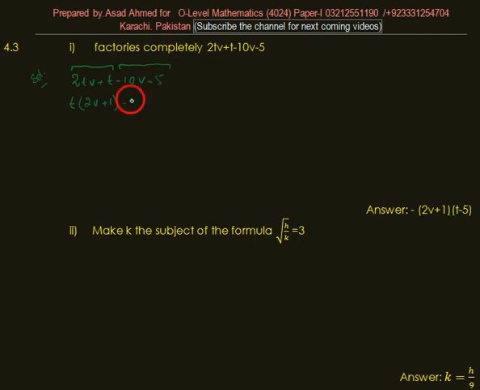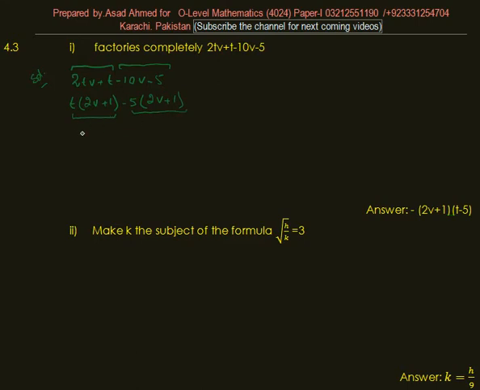And in the second pair we have common factor minus 5. So it is 2v plus 1. When you multiply minus 5 with 2v, it becomes minus 10v, and minus 5 times 1 is minus 5. Okay, now there are two terms, one term and the other term.